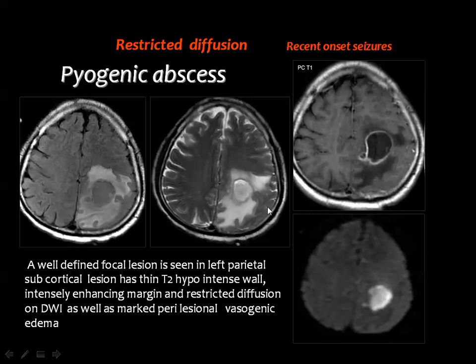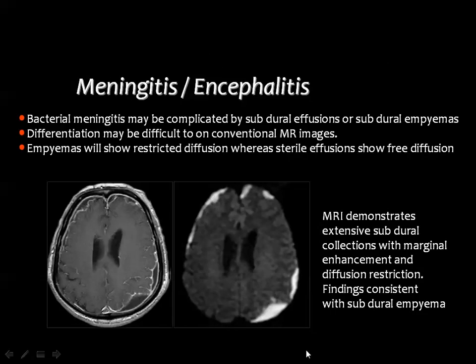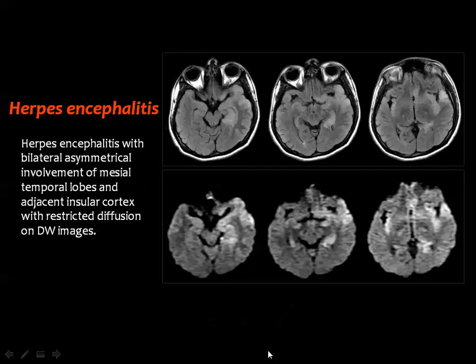This is the FLAIR image, the T2 weighted image, T1 post contrast, marginal enhancement, DWI, very bright signal, meaning that there is restricted diffusion. The same applies to encephalitis, meningitis, subdural empyema, epidural empyema. All these inflammatory lesions will show restricted diffusion, and this is an example of multiple subdural empyemas by T1 post contrast with marginal enhancement of the subdural collections, and these collections appeared with restricted diffusion in the DWI images.